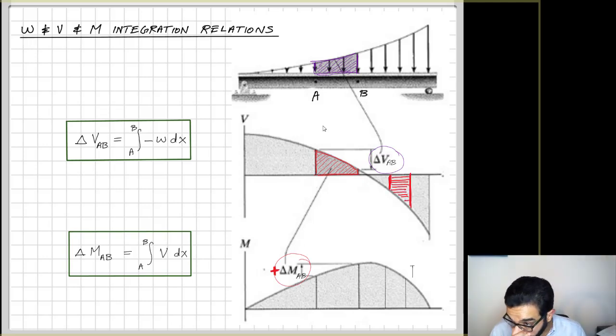And I can do the same if I pick any other two points. In this case, I'm picking after the shear becomes negative. So now the area under the shear curve between these two points is negative, which means that the moment is dropping. You're adding a negative value of the shear area here. So your moment between these two points is dropping.